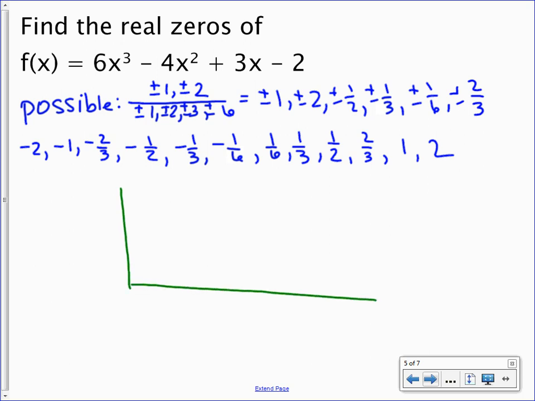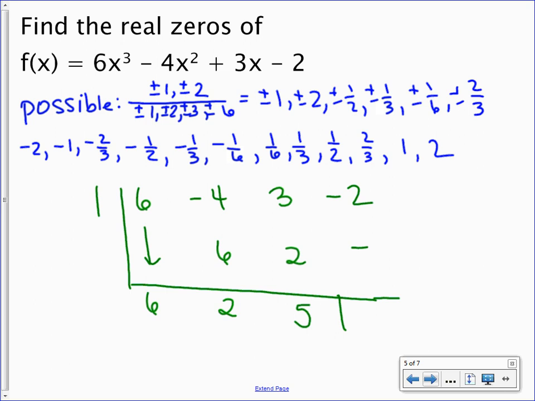So, let's see. We have 6, -4, 3, -2. We like to try 1 first, correct? That's usually what we try first. Okay, 1 is positive, correct? Okay, let's do our synthetic division. We get 6, 2, 5, with a remainder of 3.